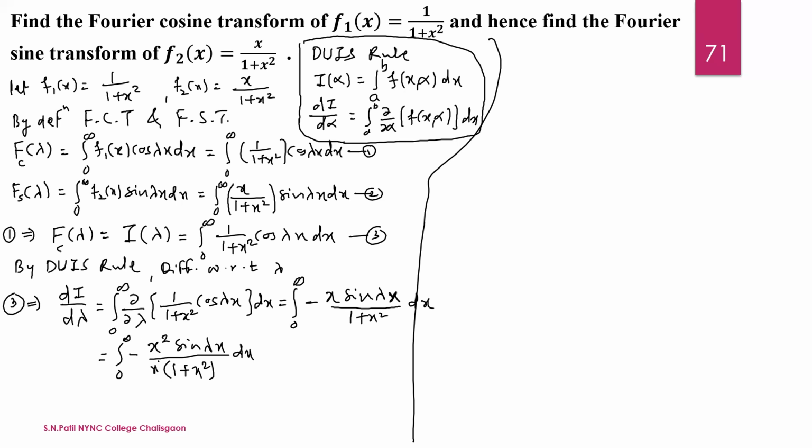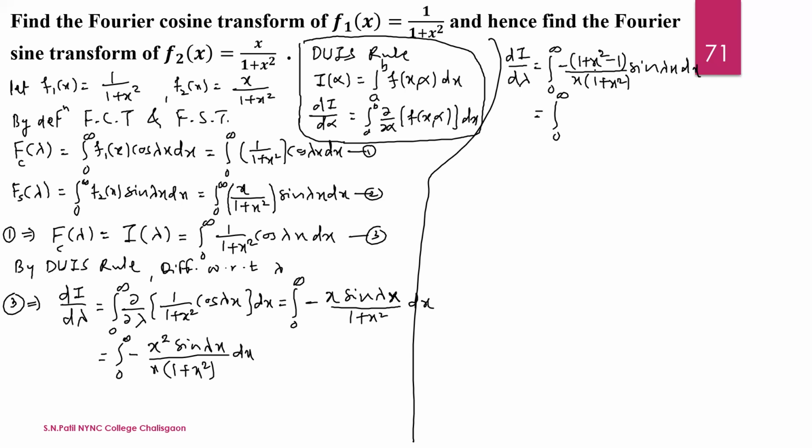Now, for adjusting 1 plus x square in the numerator, we add 1 and subtract 1. That is, dI by d lambda is equal to the integral from 0 to infinity of (1 minus 1 plus x square)... sorry, we adjust the 1, so we subtract the 1, and divide by x times 1 plus x square, into sine lambda x with respect to x.